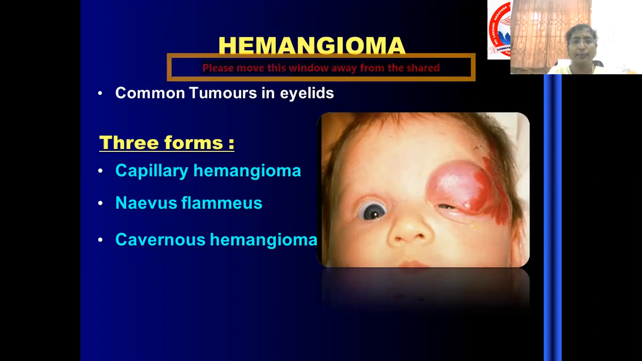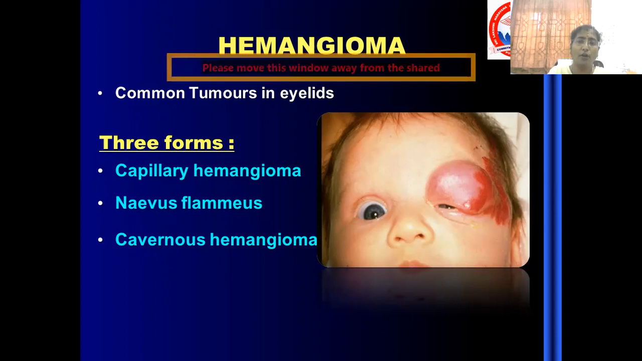It is superficial and bright red in color, hence we call it strawberry nevus, or deep and bluish or violet in color. It blanches with pressure and swells on crying. Actually, it contains proliferating capillaries and endothelial cells. So this is the capillary hemangioma. It starts as a small red lesion, most frequently on the upper lid, and it may be associated with an intra-orbital lesion. It grows quickly during the first year, blanches with pressure, swells on crying, and begins to involute spontaneously during the second year.